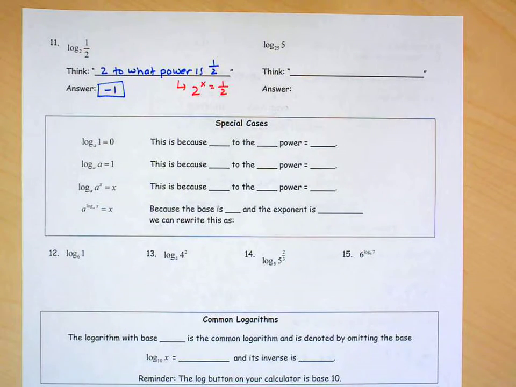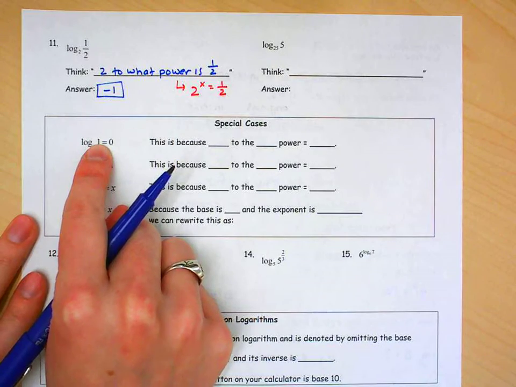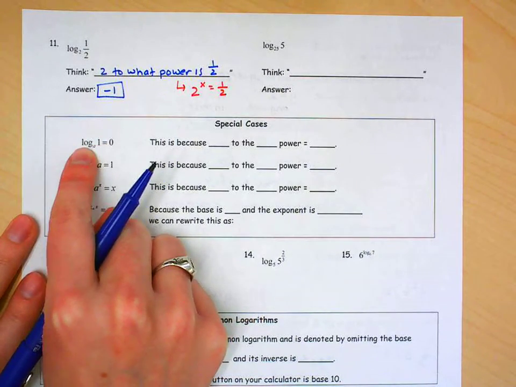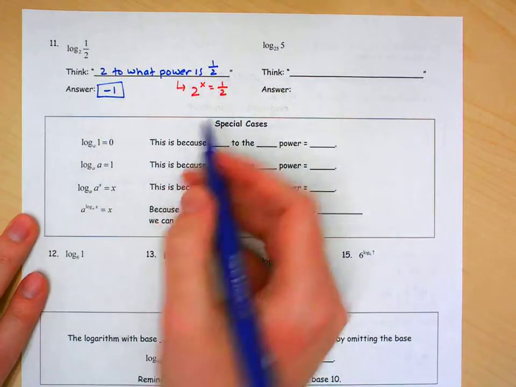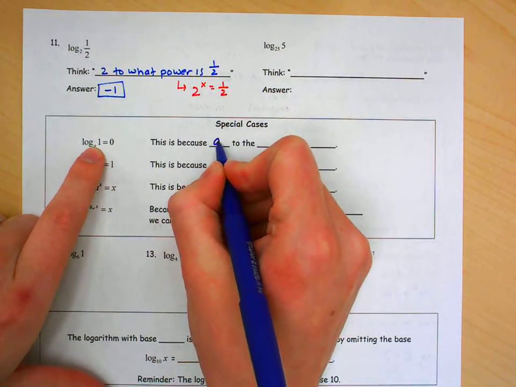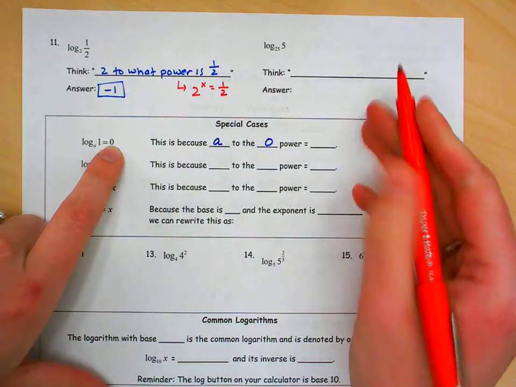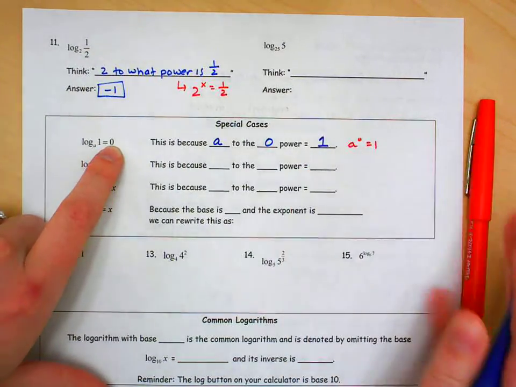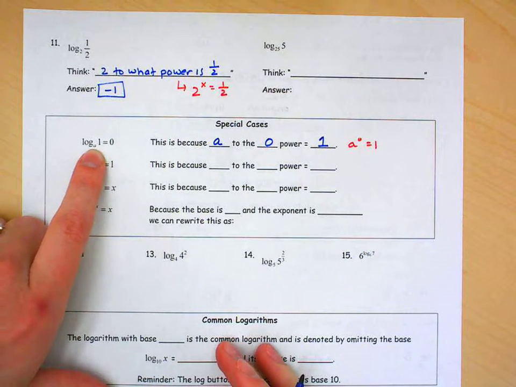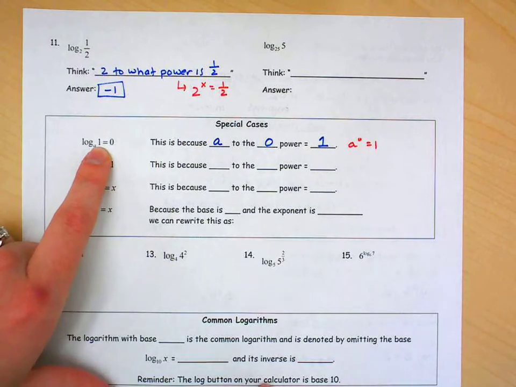So it turns out when we're dealing with logarithms, there's some special cases that we want to think about. The first one is that log base a of 1, so a could be anything, log base 2 of 1, log base 5 of 1, whatever, is always going to equal 0. Well, let's think about why. This is because a to the 0th power, well, anything to the 0th power is equal to 1, right? So whenever I have log base something of 1, the answer will always be 0 because you have to raise it to the 0th power to get an answer of 1.